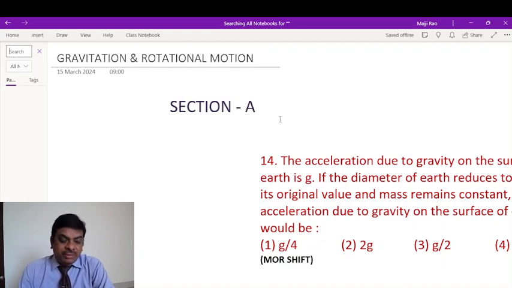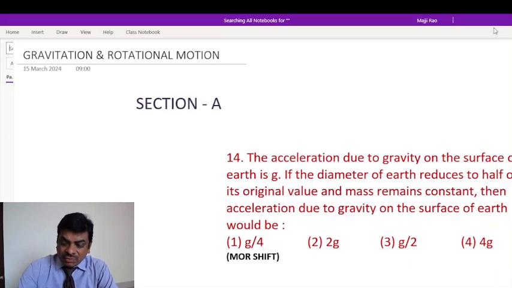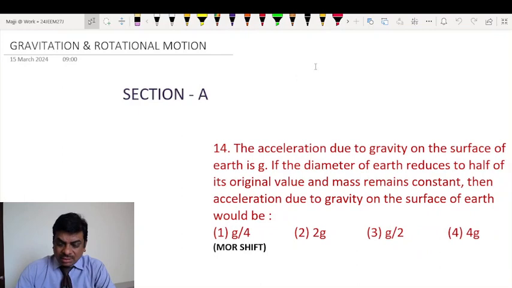In this video, we will be discussing questions which were asked on the basis of gravitation and rotational motion. These questions were asked on the 27th January 2024 JEE Mains. So without wasting time, let us discuss them one by one.